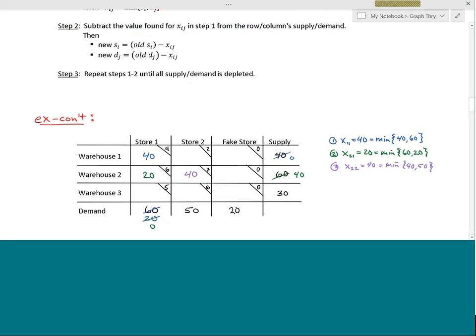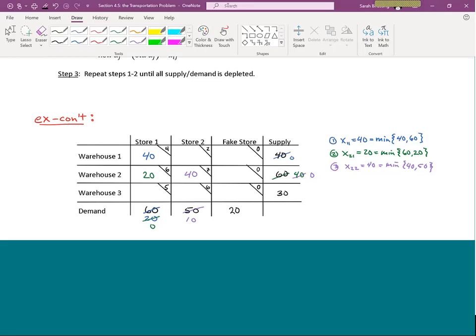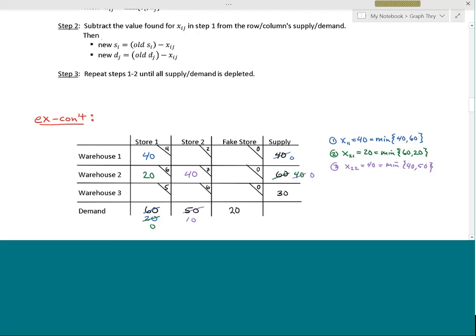We then adjust the supply of warehouse 2. We shipped everything to store 2, so it's been depleted. And store 2 got 40 units it wanted, so it has 10 units left it's still trying to find. Now, notice what happened. Both the top row 1 and row 2 currently have been depleted in terms of their supply, so only warehouse 3 is still shipping stuff out. Store 1 has had its demand met, but store 2 and the fake store have not had their demands met yet.